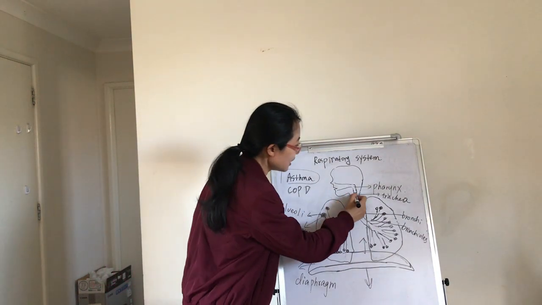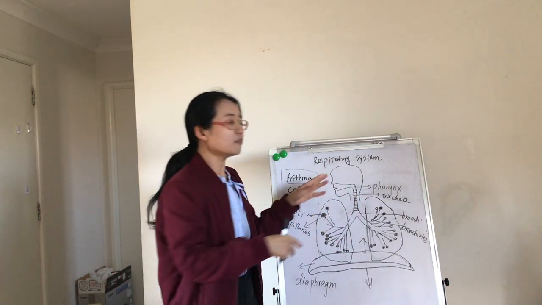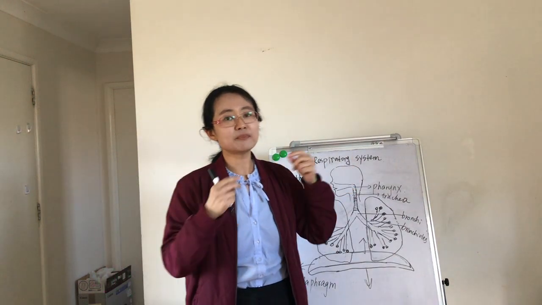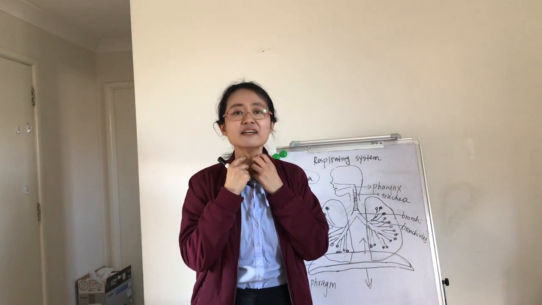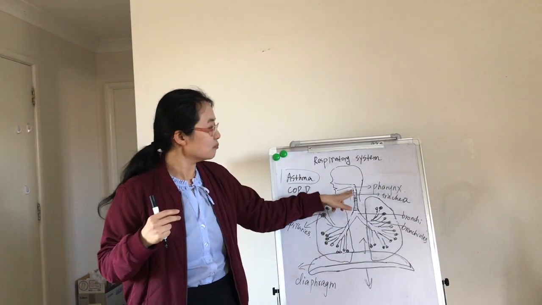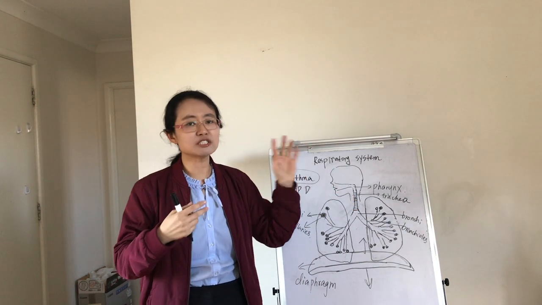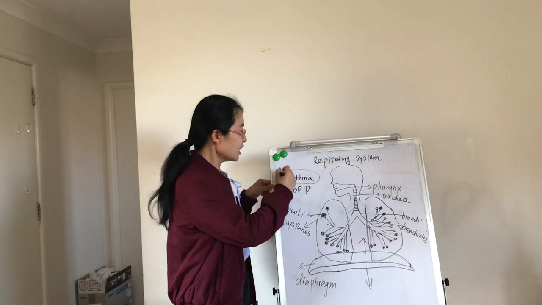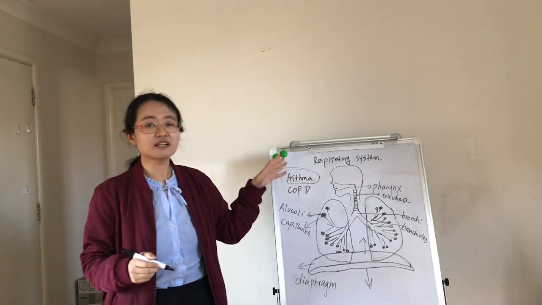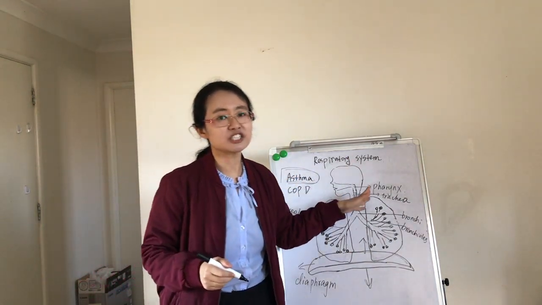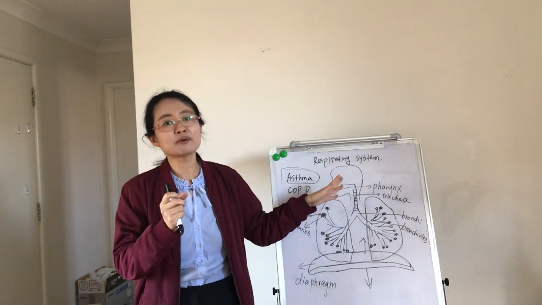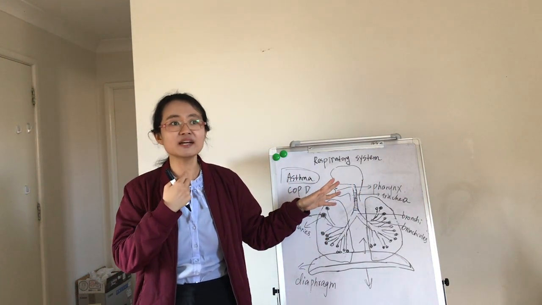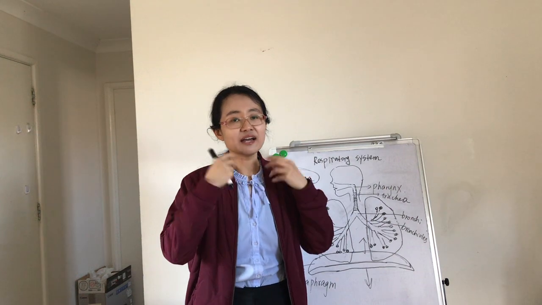And also the airway will become very constricted and narrowed. So it can block the airway and make patients feel very difficult to breathe. So asthma is actually a long-term airway inflammation caused by the hypersensitivity of the airway and the airway allergy.